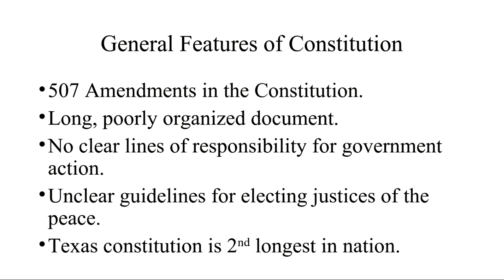And despite the fact that it is that long, there's no clear lines of responsibility for our state government. And you would think a Constitution that had 507 amendments in it would clearly outline how our state government is going to work. But it's not that well organized. It's kind of hard to see who's in charge of what, which makes it harder for us to hold our state officials accountable because we don't necessarily know who's in charge of what.